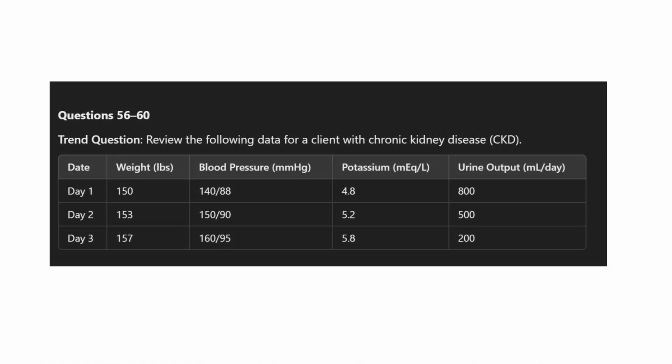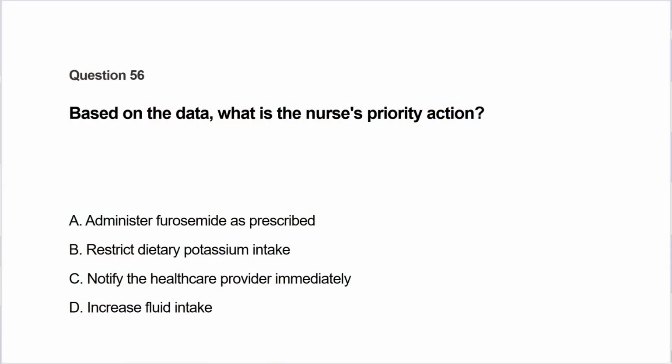Questions 56 to 60. Trend question. Review the following data for a client with chronic kidney disease, CKD. 56. Based on the data, what is the nurse's priority action? A. Administer furosemide as prescribed. B. Restrict dietary potassium intake. C. Notify the healthcare provider immediately. D. Increase fluid intake.